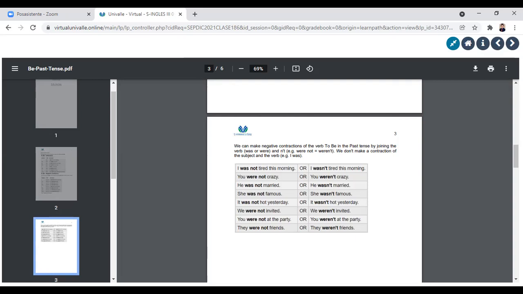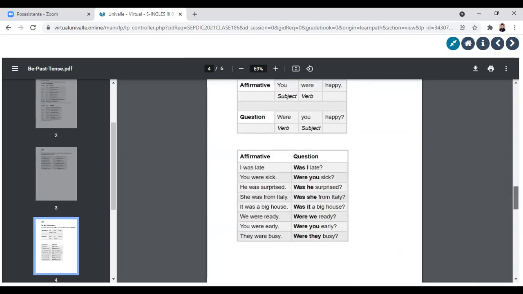He was not married, or he wasn't married. She was not famous, or she wasn't famous. It was not hot yesterday, or it wasn't hot yesterday. We were not invited, or we weren't invited. You were not at the party, or you weren't at the party. They were not friends, or they weren't friends, okay? That is the grammar explanation for you to handle.